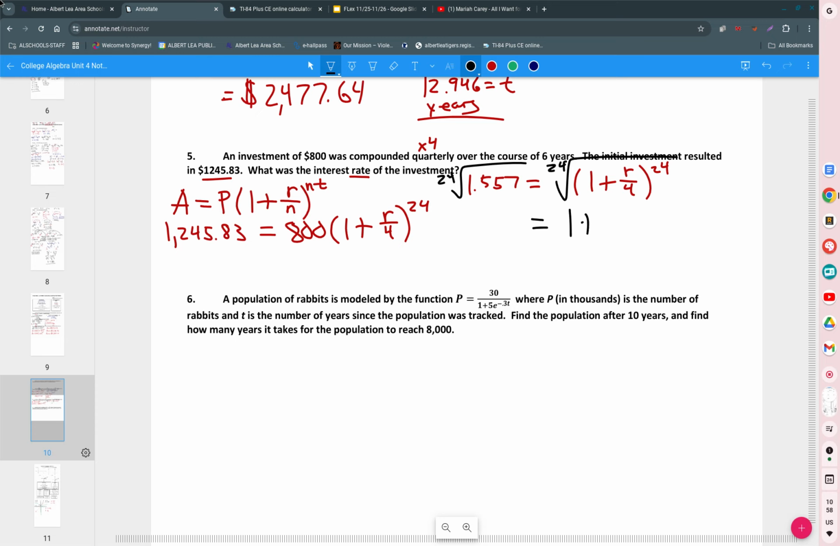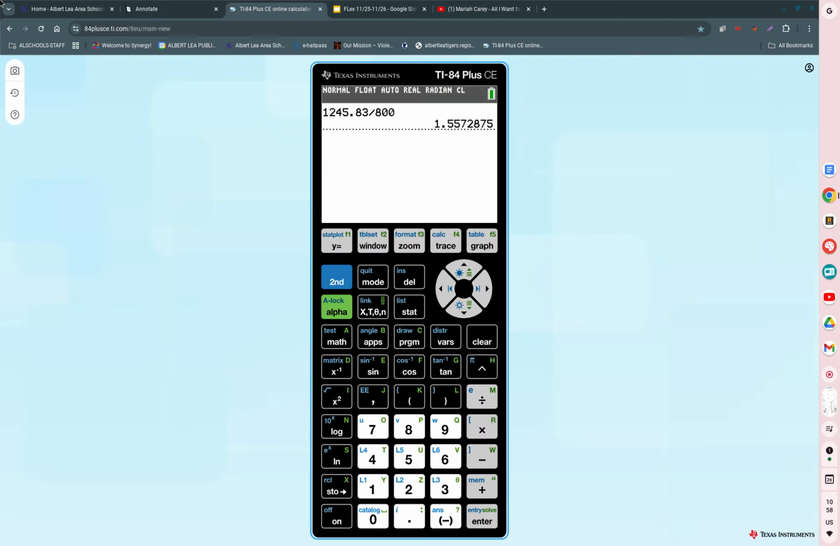I get 1 plus r over 4 on the right-hand side. How do we compute the 24th root of 1.557? The way I like to put that in my calculator, I take 1.557 and I raise it to the parentheses 1 divided by 24th power. That's what it means to have the 24th root. And I get 1.0186.